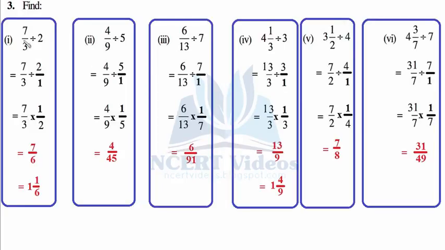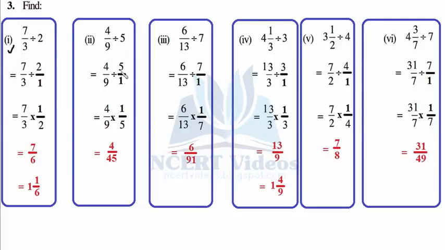So here we go. 7 by 3 as it is, division as it is. So wherever it is not written, it is 1 in the denominator. You can assume it to be 1. Now multiplication, we flip it, it becomes 1 by 2. Now 7 upon 6, and as a mixed fraction it is 1 and 1 over 6.